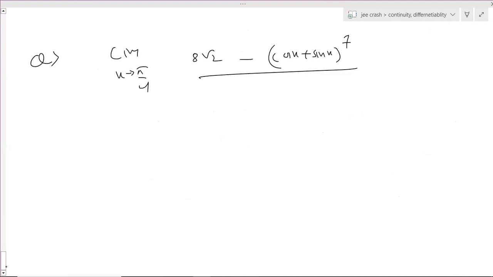Let's try another question. Limit x tending to pi by 4, (2 minus cos x plus sin x) whole to the power 7 divided by root 2 minus root 2 sin 2x.